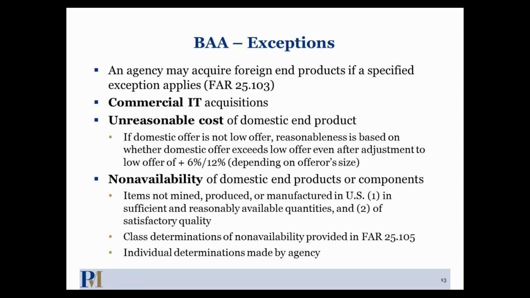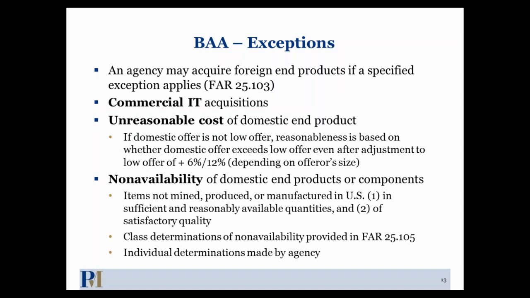Unreasonable cost is another exception. We talked about the price preferences, and if the price of a domestic offer is not the low offer and is also not reasonable based on the price adjustments, that can be used to justify acquiring a foreign end product. Non-availability of domestic end products is another exception, and this can come up in a few ways.